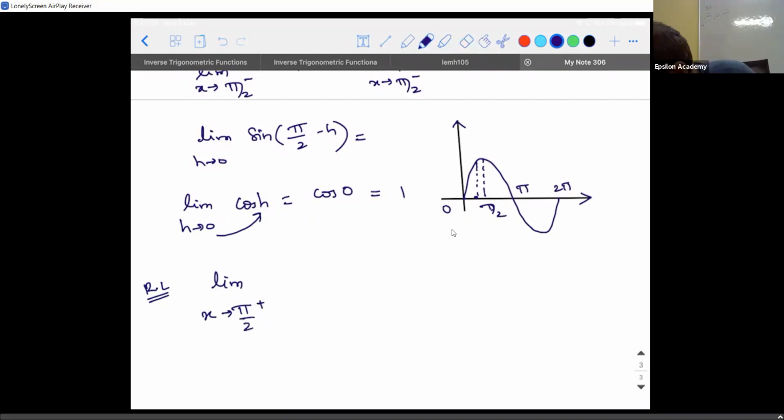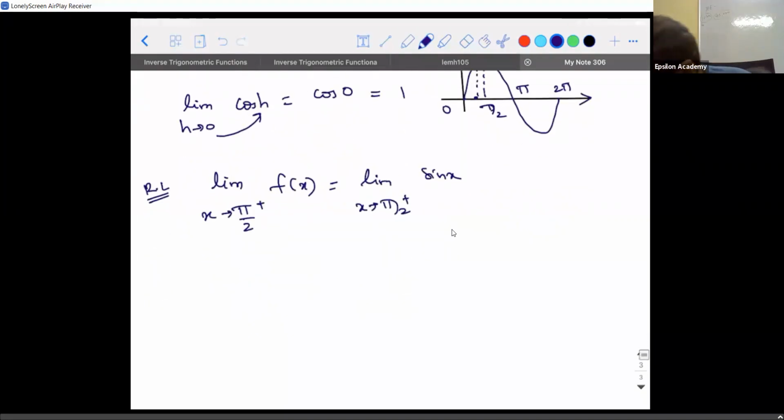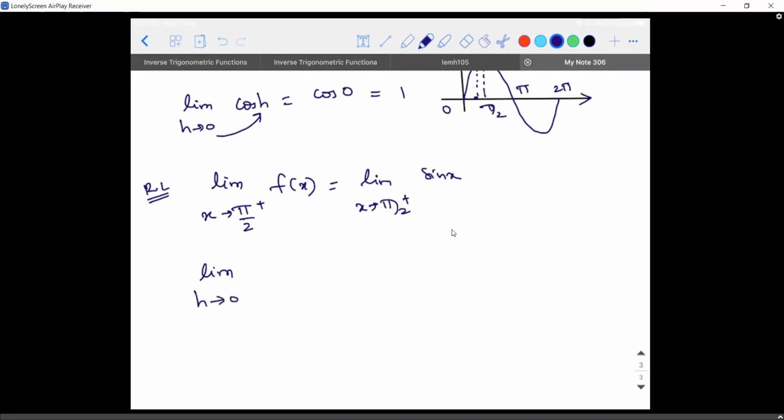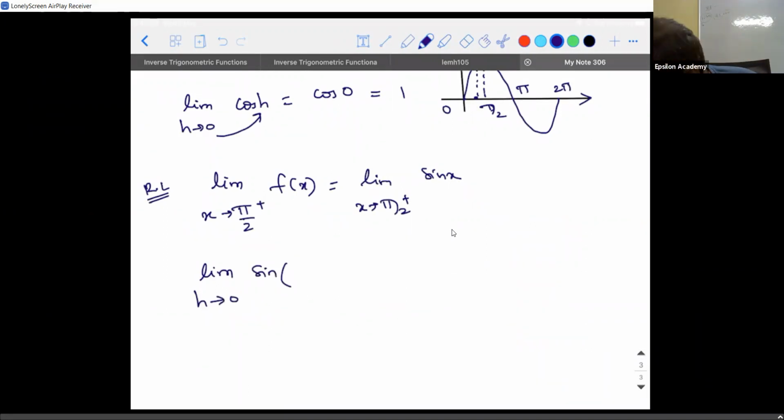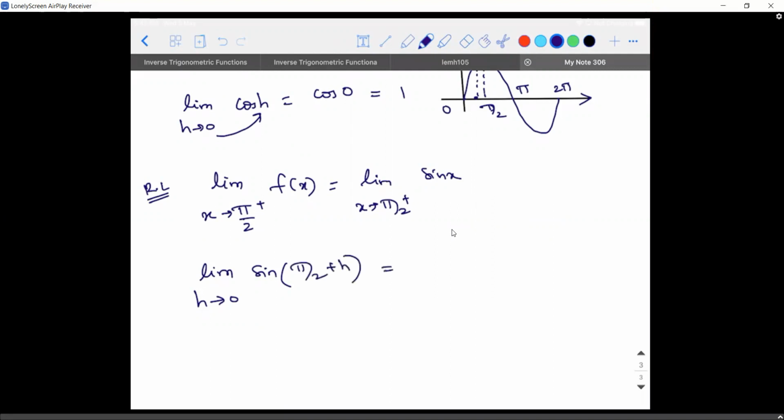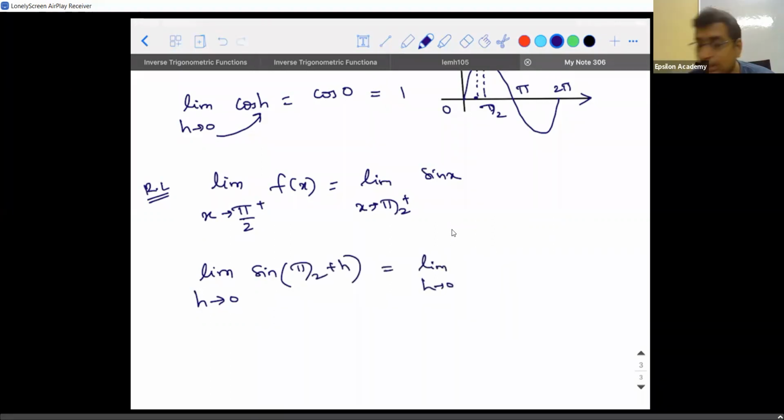Now the right limit. This is limit x tends to pi by 2 plus, and in the place of f of x I will write sin x. Then limit of, what should I write? h tends to 0, sin of pi by 2 plus h. Very good. Limit h tends to 0 of sin of pi by 2 plus h.